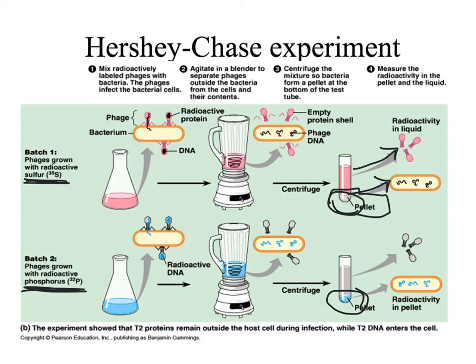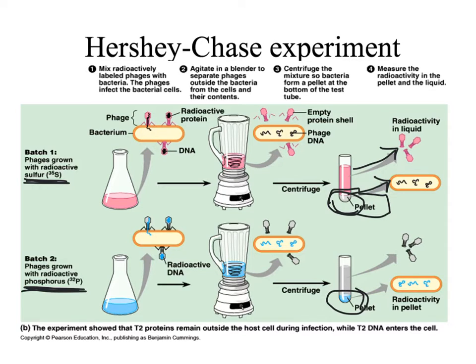Then they agitated it, and all that means is they shook it up in the blender to separate out the phages outside the bacteria from the cells and their contents. They centrifuge the mixture, which is just where you spin it down, so that way it separates the different parts. Everything that's really heavy is going to get sucked to the bottom, while everything that's not heavy is going to float at the top.